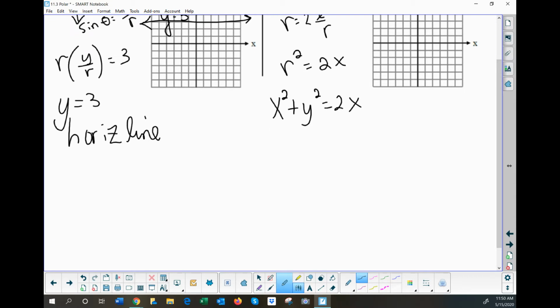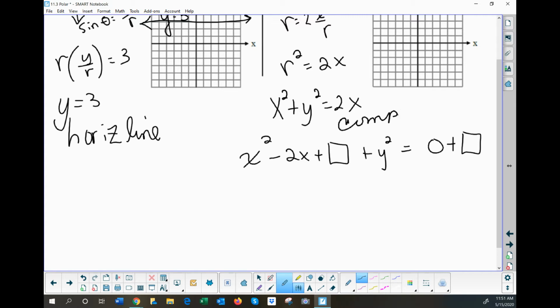I do know that this is a circle. And why do I know that? Well, let's bring things over. It's good practice for you guys. Let's do minus 2x, leave a box, plus y squared equals 0 plus a box. What am I setting myself up for? Little completing the square, right? Complete the square. And then we should be able to get it into a conic type equation.